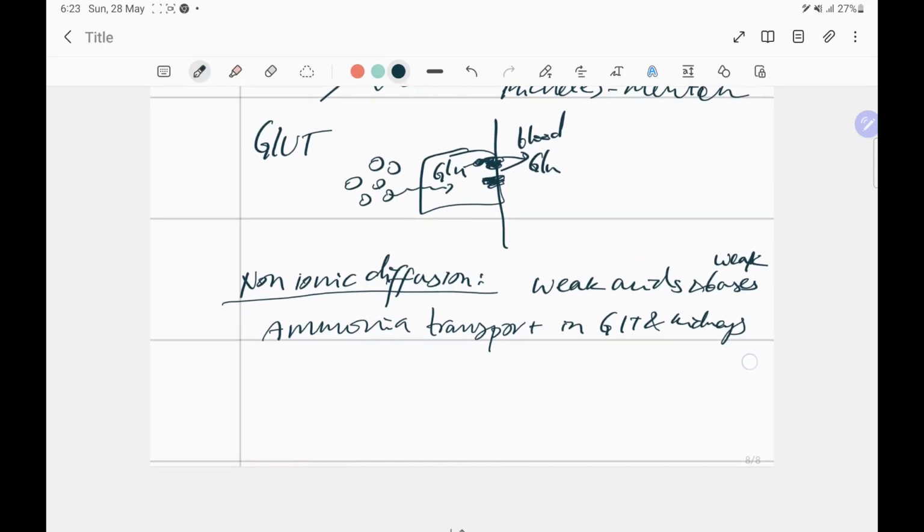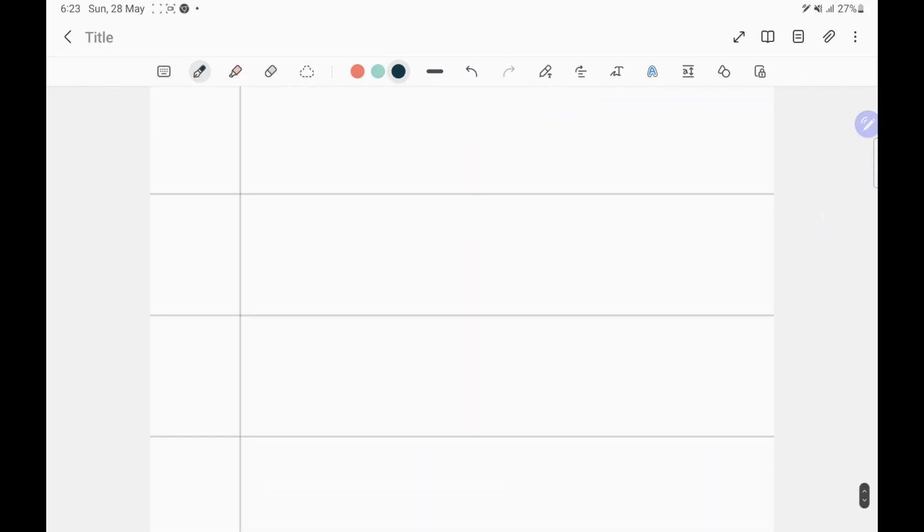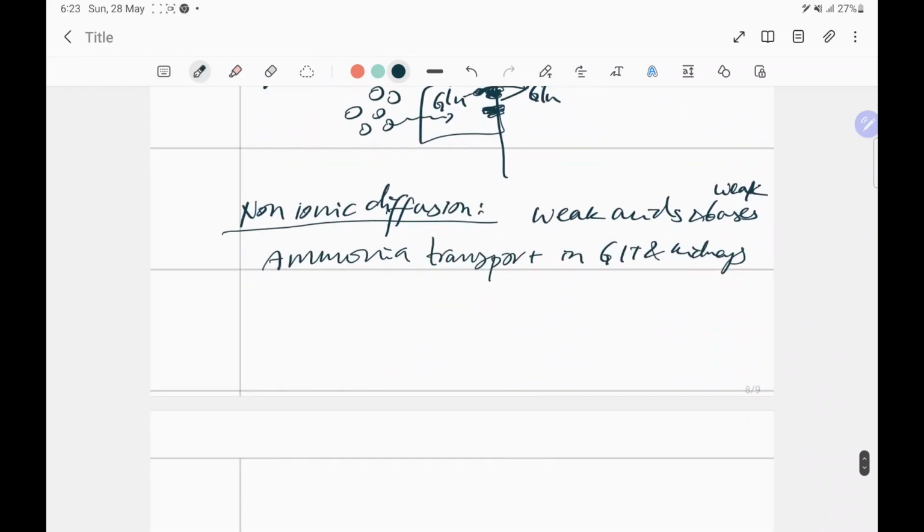And then we have the active transport, which we are going on to. Next we have the osmosis topic. Osmosis.